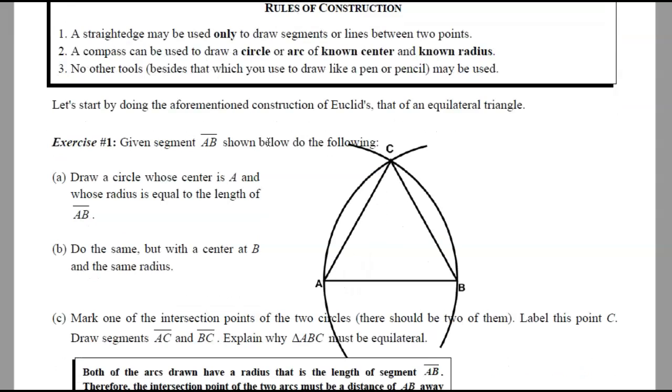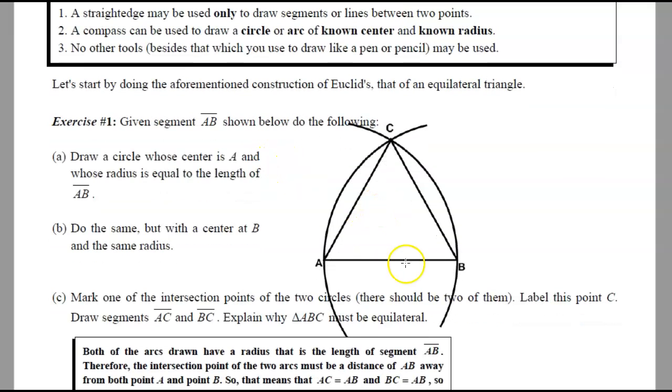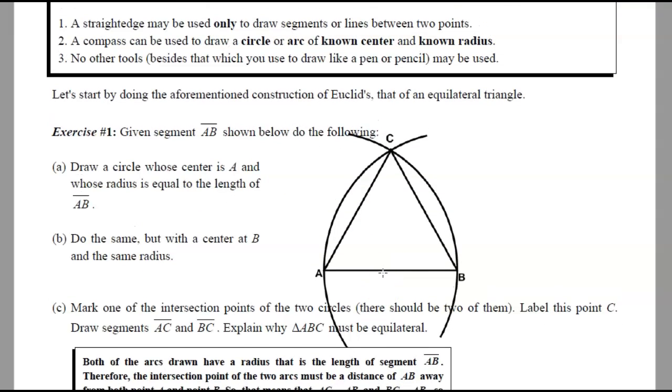Alright, so starting with the construction of an equilateral triangle that we have witnessed before. Hopefully this is a bit of a review for you. Given segment AB, shown below, do the following. This one's already complete, as several of these will be. But what you're seeing here is line segment AB. We're supposed to draw a circle whose center is at A and whose radius is equal to the length of AB.